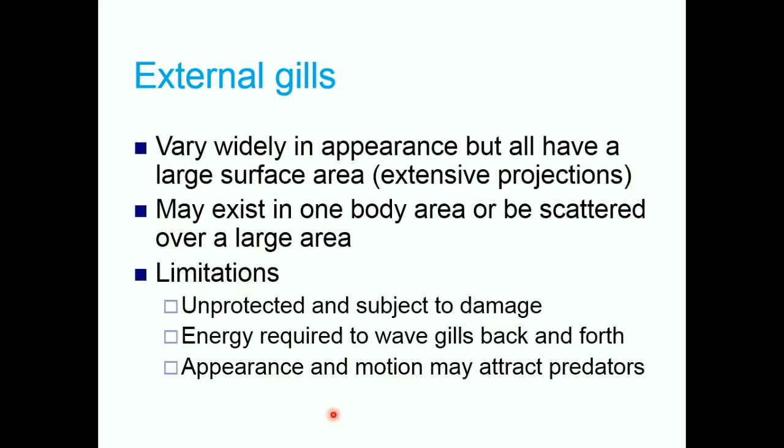Now, an additional respiratory surface, due to extensive projections and foldings that create a large surface area, are external gills. So external gills are not carried inside of the body, not like a fish that has the gills tucked in safely on the inside. External gills are on the outside. They're exposed out into the medium. Now, these external gills, depending on the animals, can be found in one particular area of the body, or they can be spread throughout the entire area of the body.